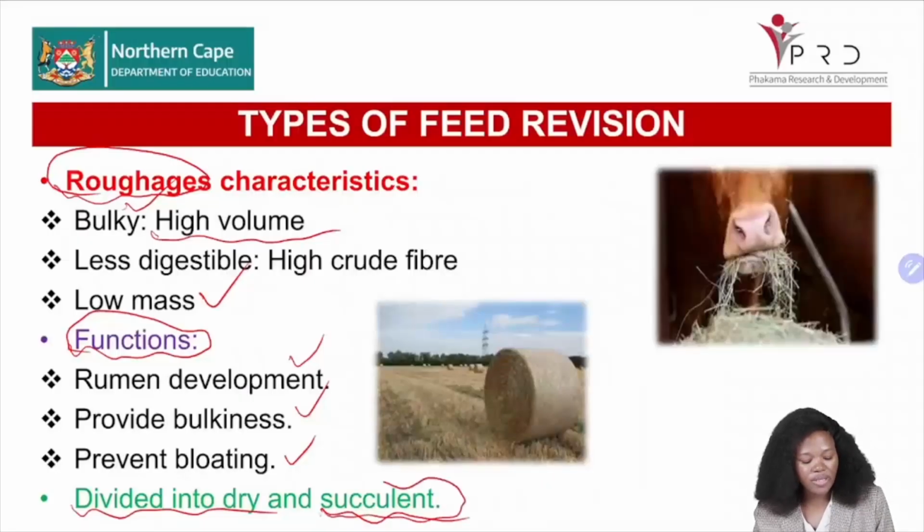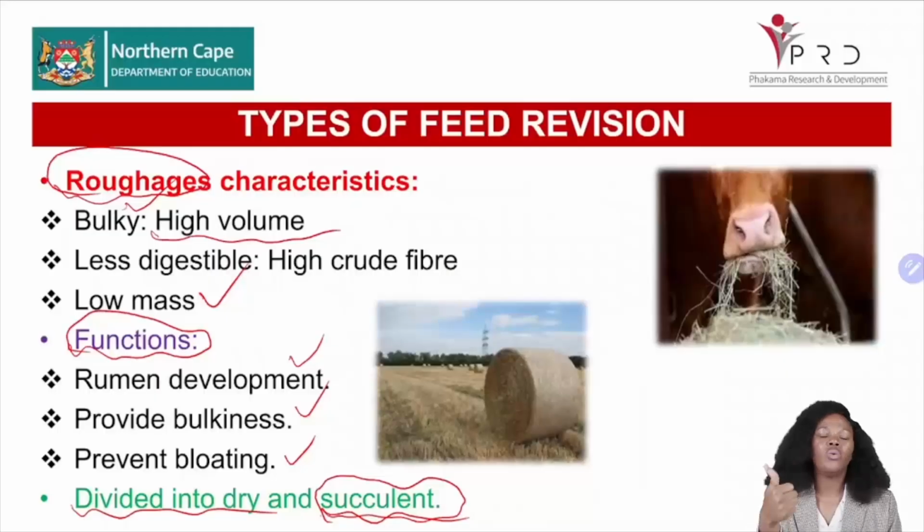Now, examples of succulent roughages, we can name number one, the green lucerne, that is protein rich. Number two, we can mention silage. Please take note that silage, before it is provided to farm animals, has to be prepared. How do we prepare the silage? It has to be stored in an anaerobic environment, an environment that is free of oxygen, so that there will be microbial activity.